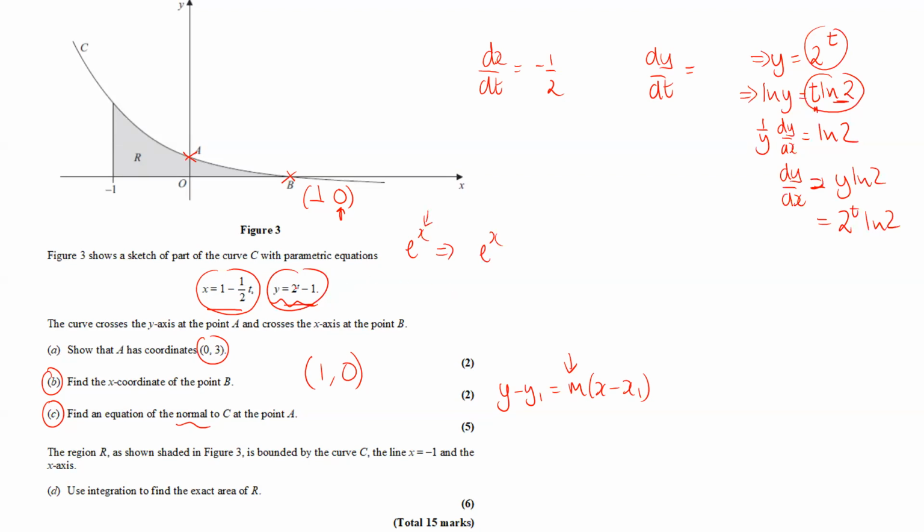Because you've got that term in the air, you're going to say it's 2 to the t, but because it wasn't e, just got to remember that it's got to be times by the ln of the base. So that's what the dy by dt is going to be. And then we just need to do dy by dx, which will be dy by dt times dt by dx, which is dy by dt, 2 to the t ln of 2, times upside down of this, which is just going to be minus 2.